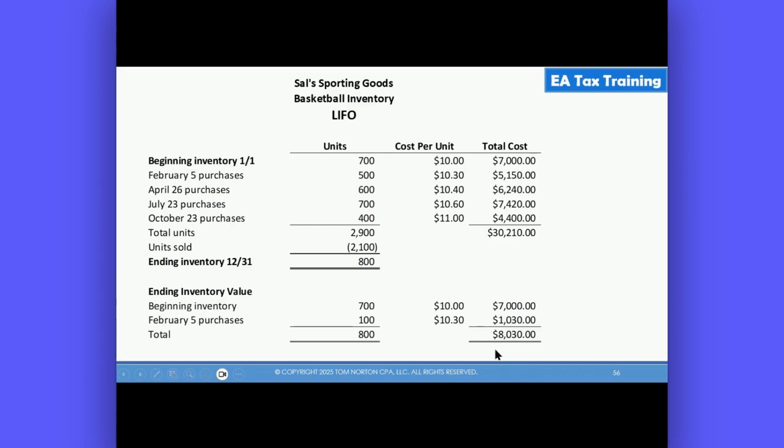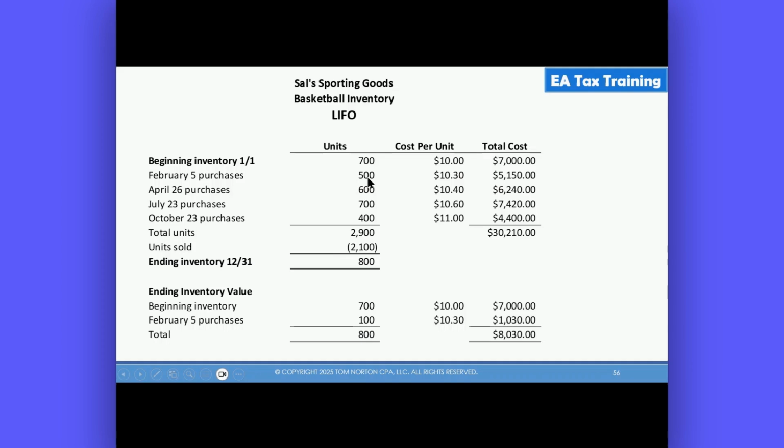Now let's look at the same thing under LIFO. So all of this, again, is the same. So they sold 2,100 basketballs. Which 2,100 did they sell? Well, it's the last in, first out. So that means they're going to assume that they sold these 400, these 700, that's 1,100, these 600, so that's 1,700, and then they sold 400 of these.